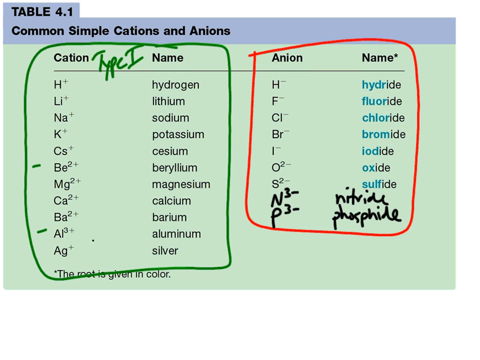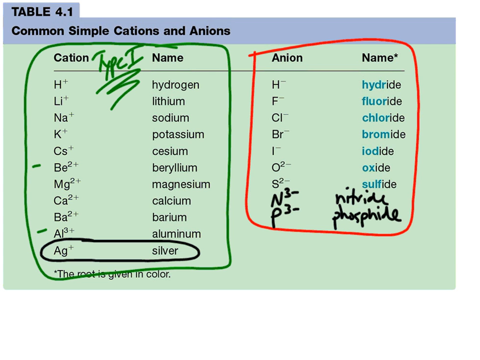Now, there's one little outlier right here, because all the rest of these guys are found in the main group elements. Silver is not. Silver is in the transition metal block, the D block. But as it turns out, silver is one of those unique exceptions where it'll only form a +1 charge. So you can treat it like a type 1. So silver will form only a +1 charge. It is only a type 1. All these ions right here are type 1.